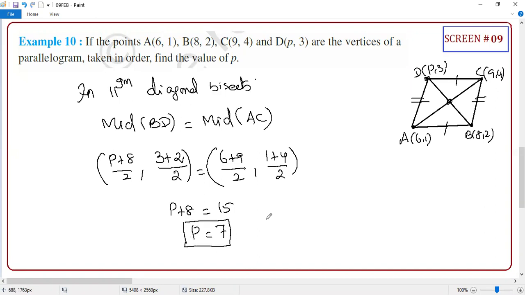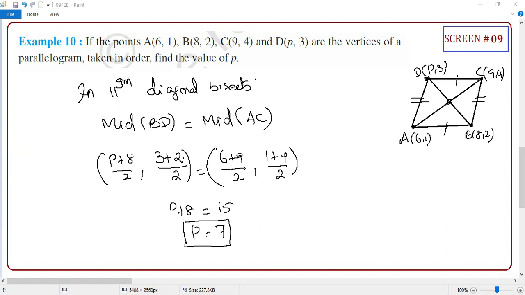Anyone having doubts? Guys, ask me if you have any doubt. Trust me, students, the examples are over, which means you understand the concept of section formula.